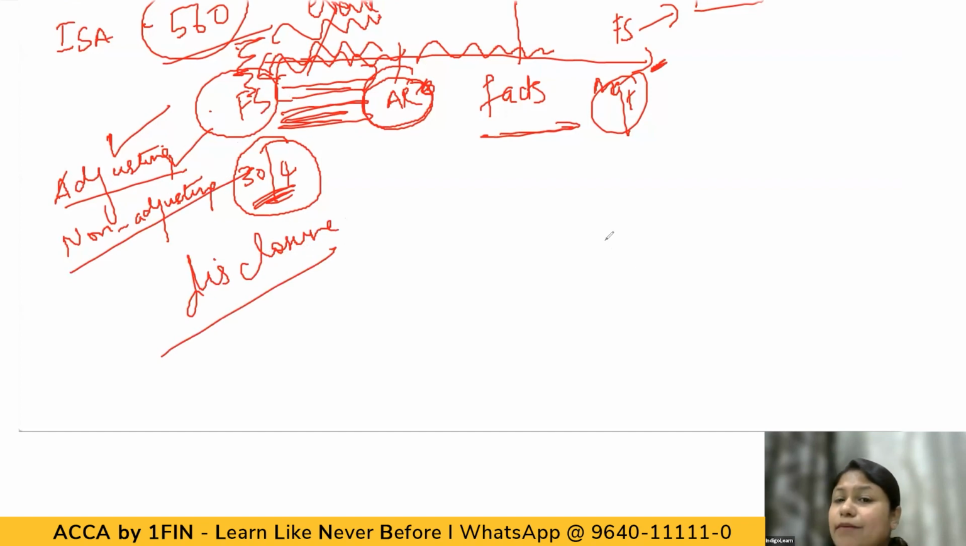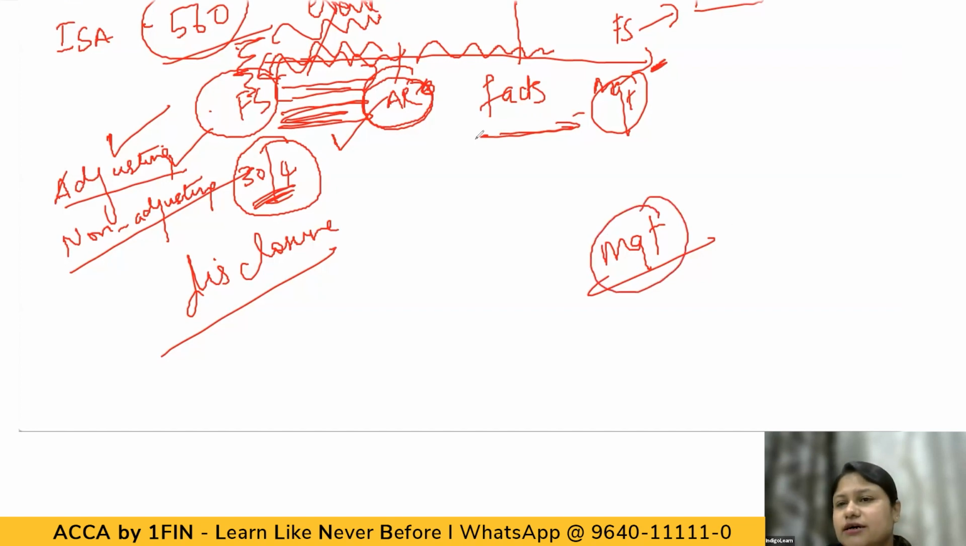So basically, it is the management's responsibility that if there are any events which have happened between the financial statement date to the date of the auditor's report, depending upon whether they're adjusting or non-adjusting, they have to either make an adjustment in the financial statement or provide a disclosure in the notes to accounts. What is the auditor's responsibility? The auditor's responsibility will be to ensure whether management has done their responsibility correctly or not.